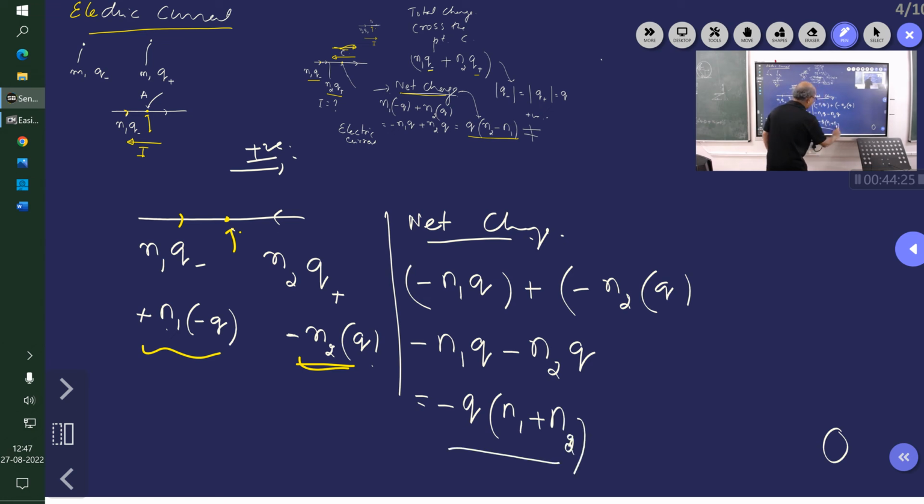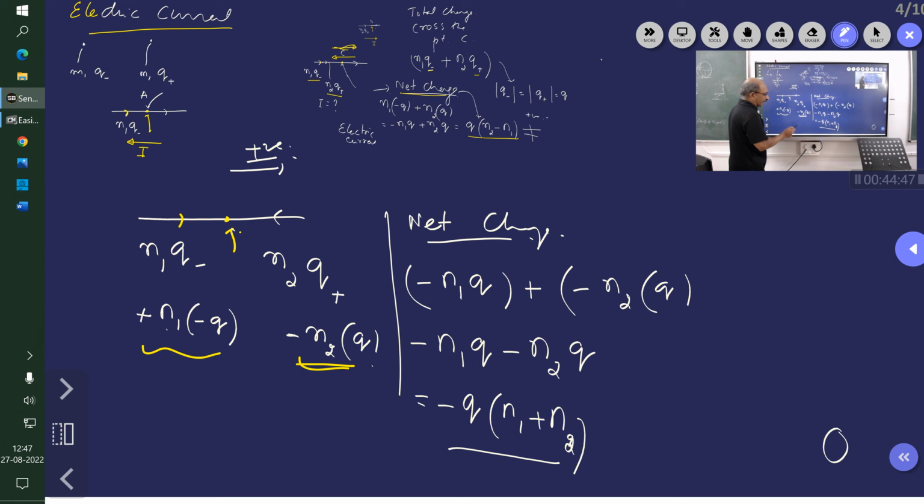Please appreciate, this is the net charge crossing this point. N1 and N2 are just numbers, positive numbers. They are telling you how many charges. How many charges will always be positive or zero. So this will be a positive number, this is negative.